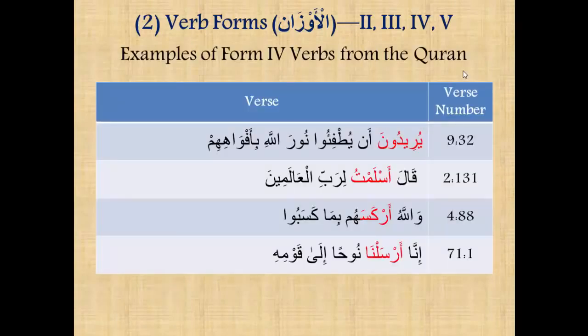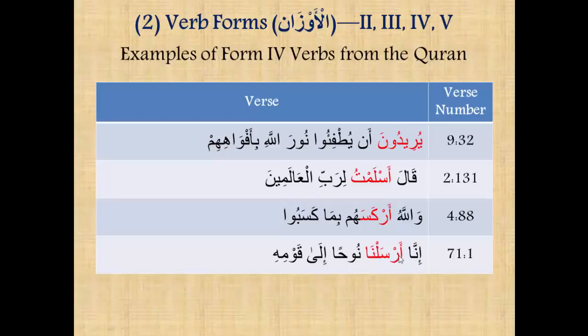Form 4 verbs taken from the Qur'an. يُرِيدُونَ أَنْ يُطْفِئُوا نُورَ اللَّهِ بِأَفْوَاهِهِمْ. So we have the verb يُرِيدُونَ, they want or they desire, a form 4 verb. قَالَ أَسْلَمْتُ لِرَبِّ الْعَالَمِينَ. أَسْلَمْتُ, أَفْعَلْتُ. وَاللَّهُ أَرْكَسَهُمْ بِمَا كَسَبُوا. أَرْكَسَ, أَفْعَلَ. إِنَّا أَرْسَلْنَا نُوحًا إِلَىٰ قَوْمِهِ.